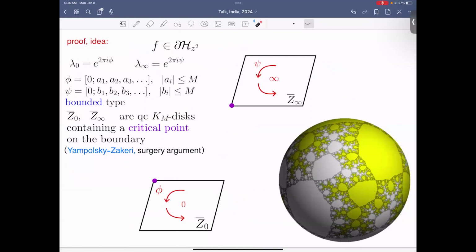Okay, and then let me try to illustrate the main idea in the case of Z square. Let's say that we have a map F on the boundary of Z square in the space of rational maps. Let's assume that one of the multipliers has rotation number phi and another has rotation number psi. So let's first assume that phi and psi are of bounded type, and this is the definition of being bounded type. So just to put it back, this is the infinity, this is 0.